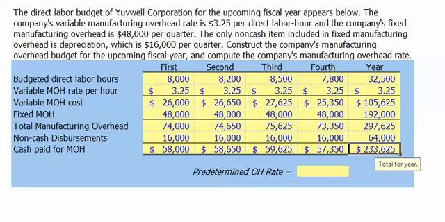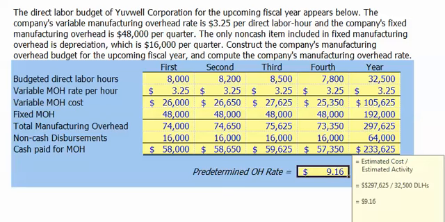$233,625. Our predetermined overhead rate is our total estimated overhead cost of $297,625 divided by our 32,500 budgeted direct labor hours. We have a predetermined overhead rate of $9.16 per direct labor hour.